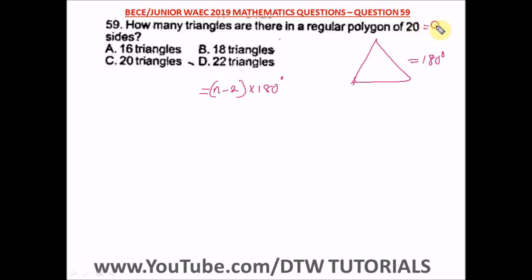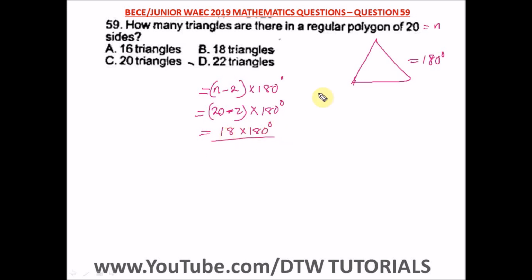20 sides is equal to our n. So all you need to do is say 20 minus 2, times 180. What is 20 minus 2? That will give us 18. So we have 18 times 180 degrees. So it means we have 18 triangles. This is what this expression means.